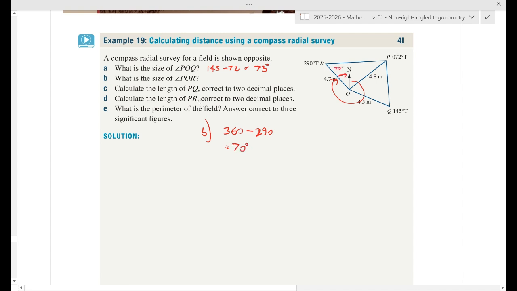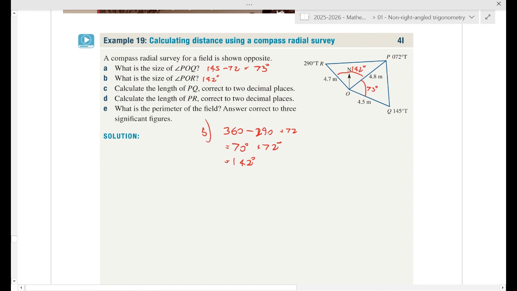So there's 70 degrees in there, and then you need to add it to that 72. So we're going to go plus 72 degrees, gives us 142 degrees. So that's that answer there. So now we've got those angles. Okay, so we know that angle is 73 degrees, and this angle in here is 142 degrees.